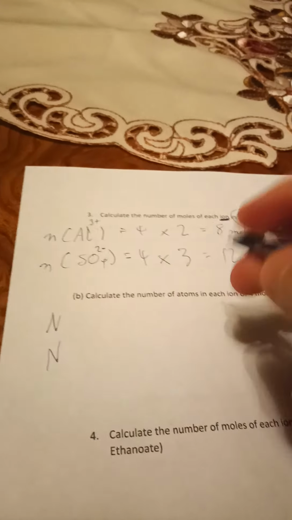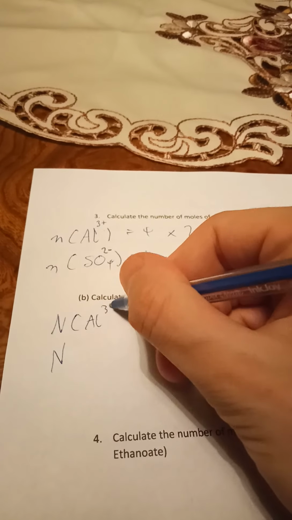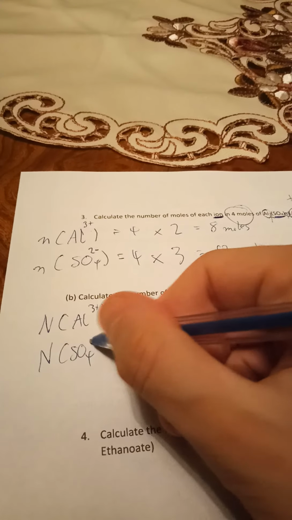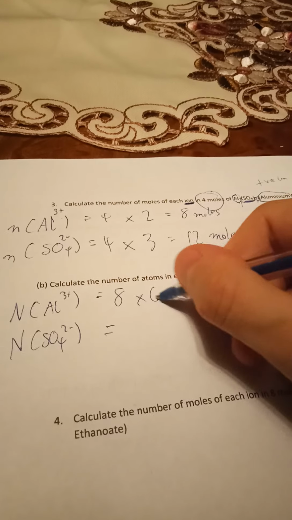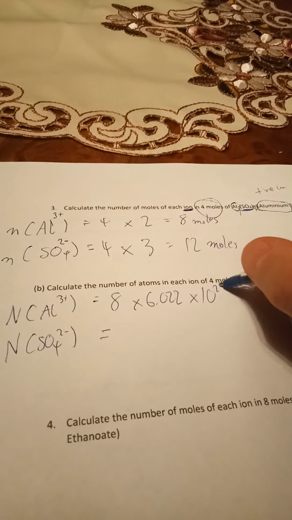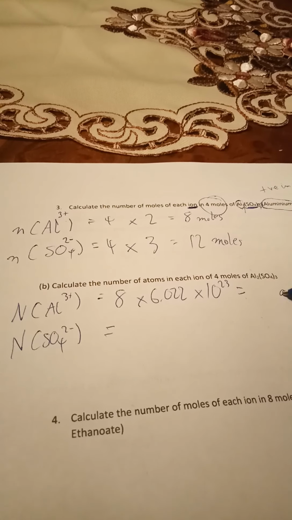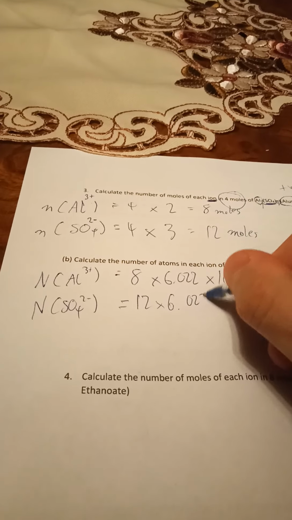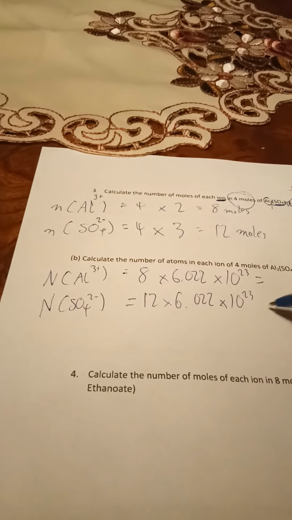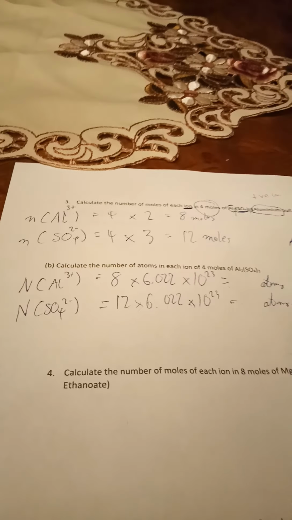Then I do the exact same thing that we did in the previous question. So we're going to find big N now, because it's the number of atoms. So I do Al3+ and SO4 2-. The moles for aluminium was 8. So I do 8 times Avogadro's number, whatever answer that is in atoms. And same for SO4, 12 times 6 times 10 to the power of 23. So however many atoms. Okay? Second question exactly the same, so give that a try. I'll skip that for now.